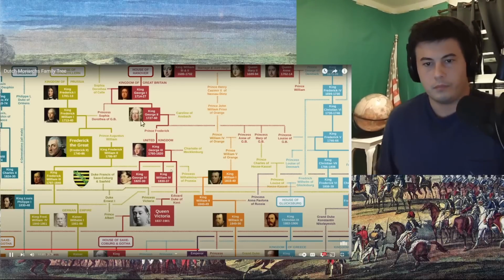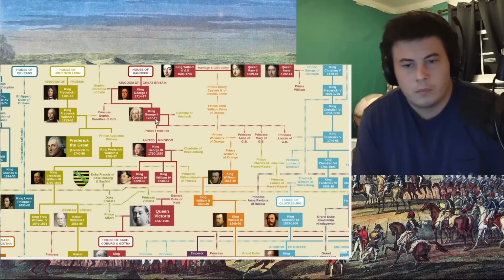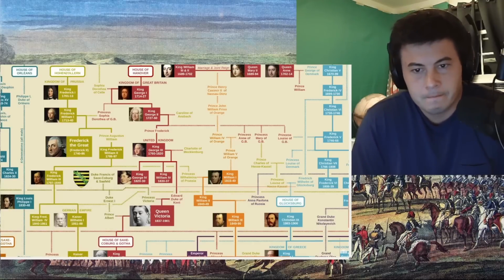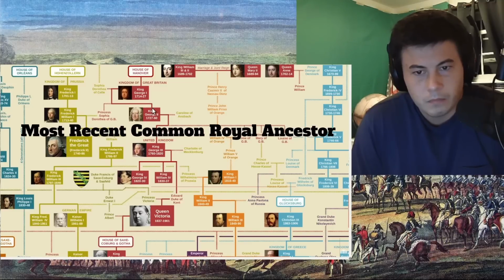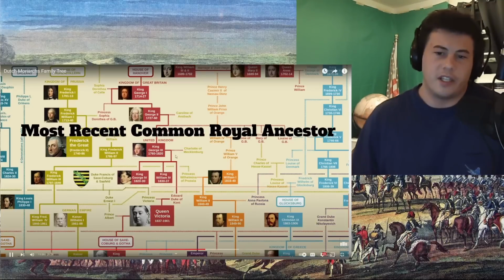George II is also the ancestor of every king and queen of Europe today. And he was born just 4 years before John William Friso, and he himself was a king. So if we ask the question, who was the most recent common royal ancestor of every king and queen of Europe today? Oh, his son.